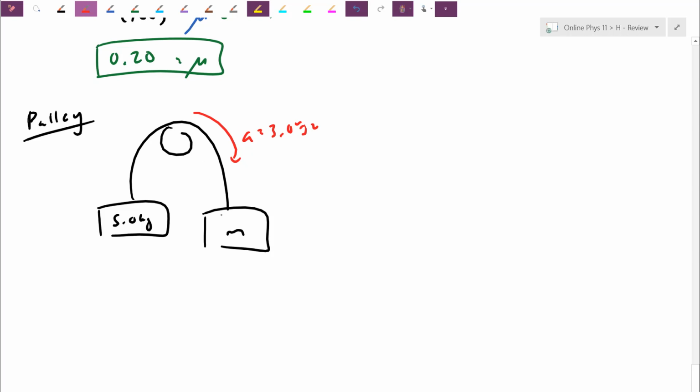Because we are hung by the string here, both of the masses have to move together. And because of this acceleration, we know this mass accelerates up 3 meters per second squared. This mass here accelerates down 3 meters per second squared. So we already know that the m needs to be heavier. That's why it can pull it downwards.